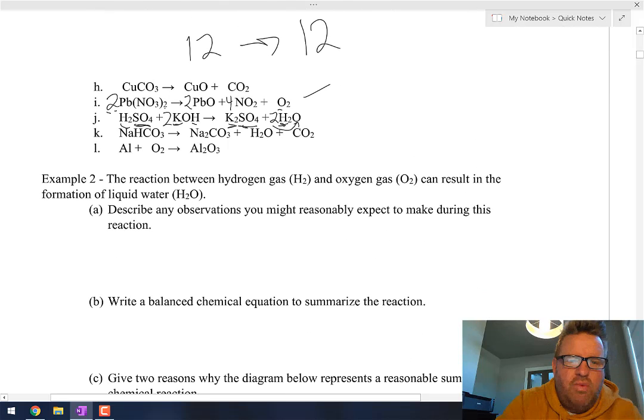Okay, letter K, 1 sodium, 2 sodiums. Put a 2 right there. 2 hydrogens, 2 hydrogens. 2 carbons, 2 carbons, 6 oxygens, 1, 2, 3, 4, 5, 6, done. Okay, and then our last one, 1 aluminum, 2 aluminums, put a 2 there. 2 oxygens, 3 oxygens, so we got to get to 6, so we're going to put a 2 there. That means we need 3 O2s and 4 ALs.